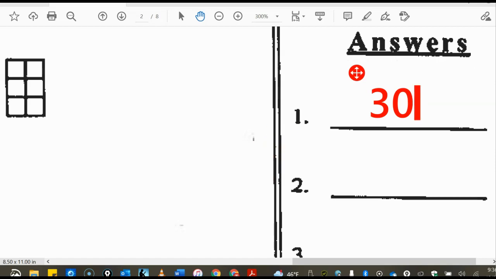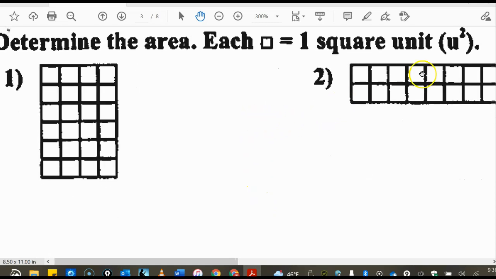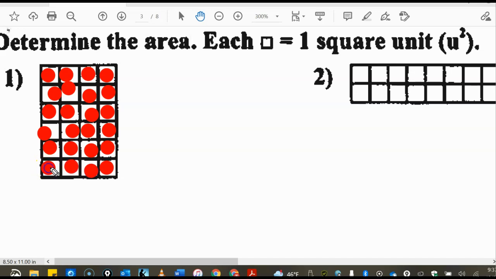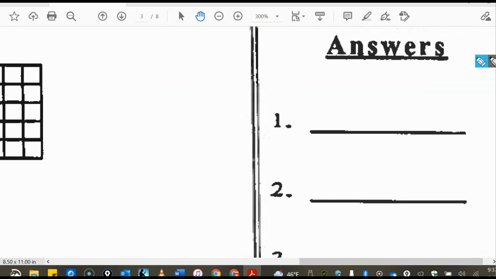So let's go on to page 2. Same thing. There are square units. Let's count them. 1, 2, 3, 4, 5, 6, 7, 8, 9, 10, 11, 12, 13, 14, 15, 16, 17, 18, 19, 20, 21, 22, 23, 24. So then go to our line. And how much was it? 24. Bam.